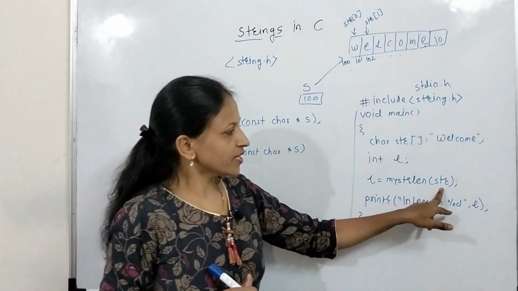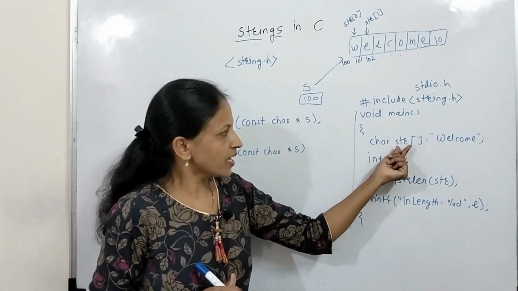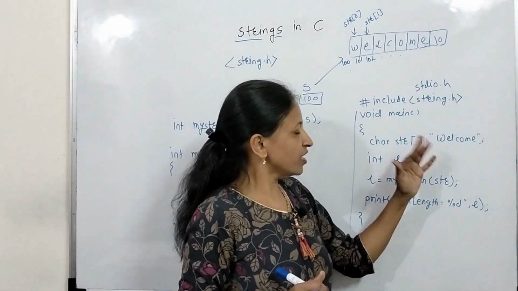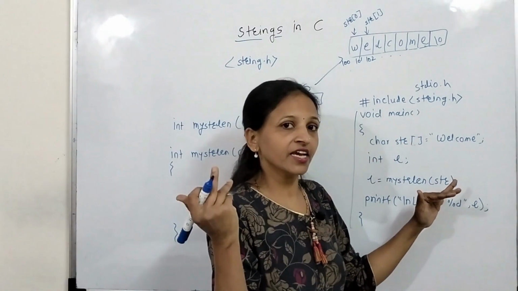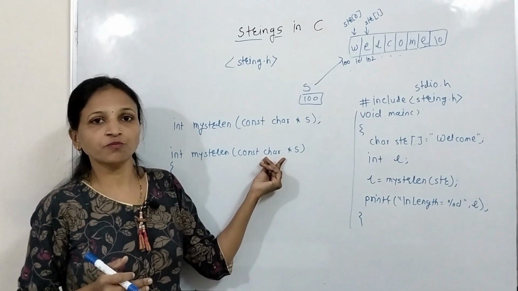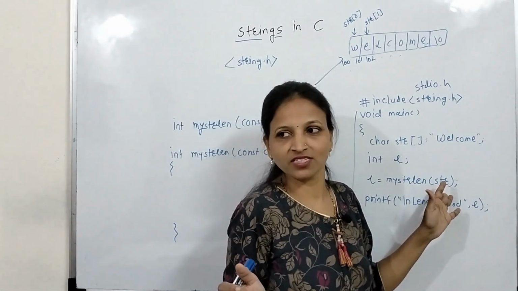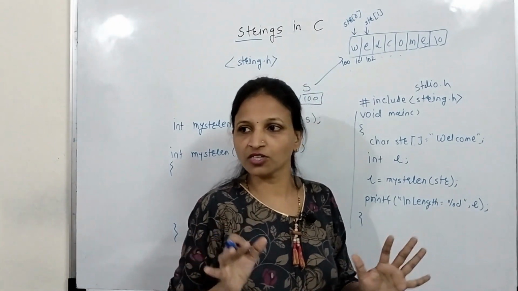Because I am passing here str. Str is what? Array name. Array name itself holds its base address. Whenever we are passing any array, then we have to catch it in pointer variable. Why? Because arrays are passed by reference always. We have seen that everything in function concept.